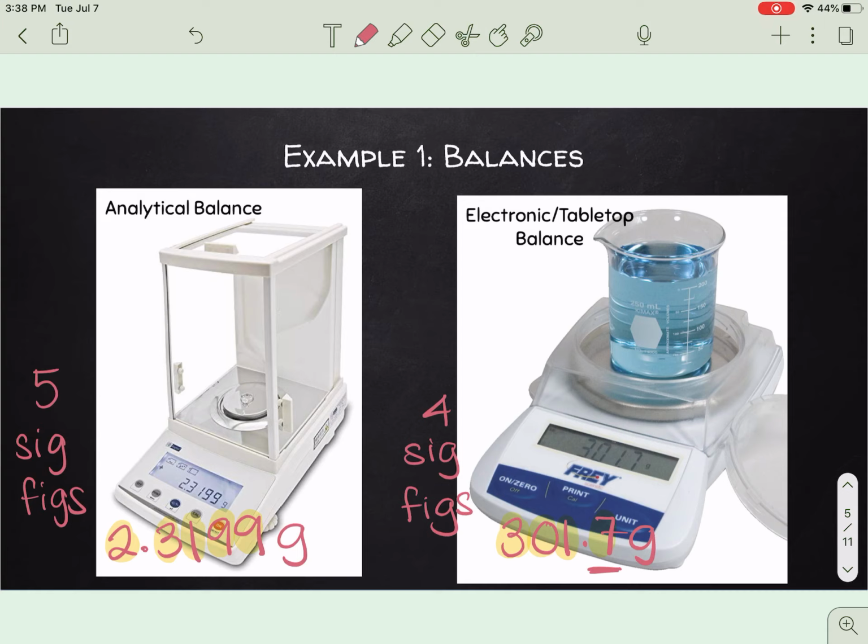However, let's say, for example, that instead of being 2.3199, it was 302.3199. Now I have 7 significant figures, and that shows you how much more precise the analytical balance is than the tabletop balance.